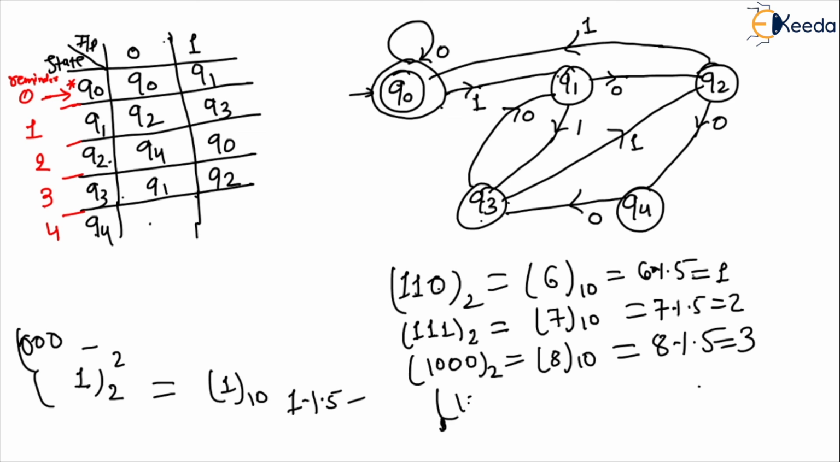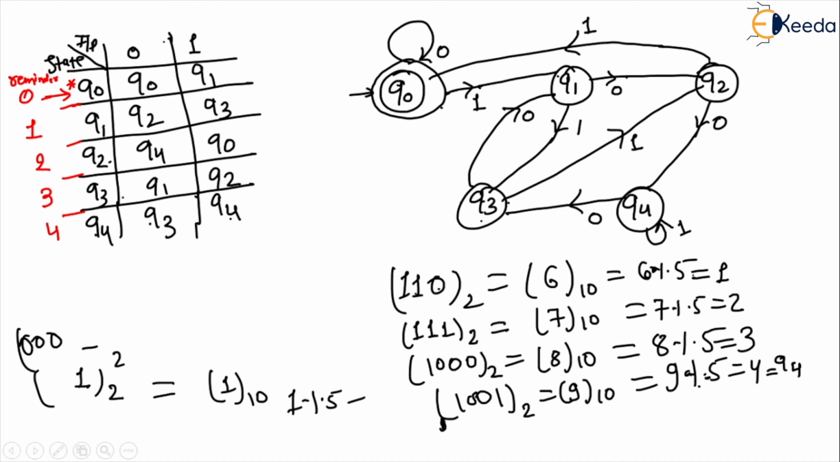And if you apply input 1, so 100 to reach state Q4 from initial, and then you apply input 1, the string becomes 1001, whose decimal is 9. And when you divide 9 by 5, the remainder is 4. Remainder 4 means the state is Q4. Got it? So when you apply input 1 on Q4, the transition ends on Q4 itself. So there is a loop of 1. That is the complete table. So just see here, that is a complete transition diagram and transition graph. Got it? Finite state machine graph is here. So that is the way to solve the question.